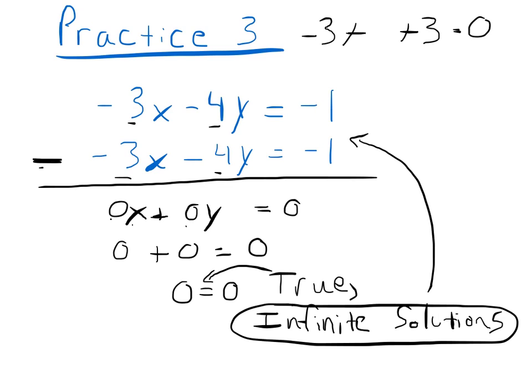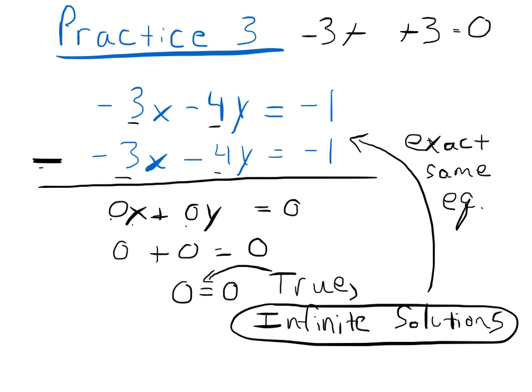And I also want you guys to come up here and look at this. These are the exact same equations. If we were to graph these, we would have to convert them to slope-intercept form. They would be the exact same line, right on top of each other. And we know that lines right on top of each other have infinite solutions.